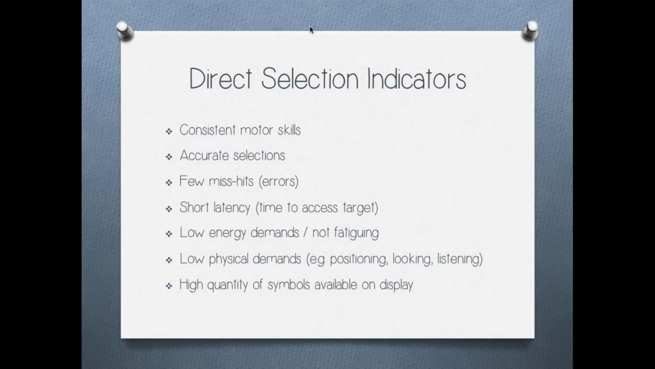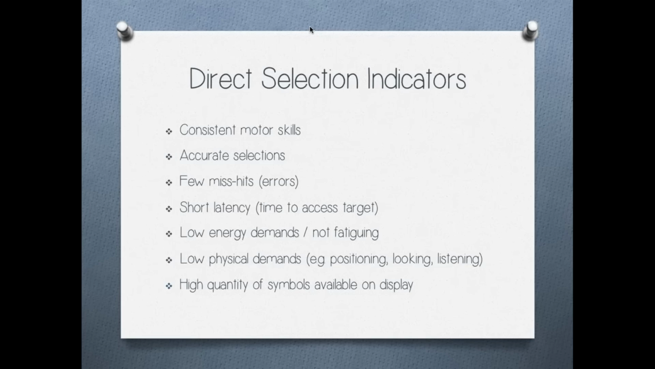So let's contrast the two types of access, direct selection and scanning. If I am looking at a student and I want to know what access method they're going to use, I would look at these indicators and ask, how closely does this profile match this student? Do they have consistent motor skills? Their motor abilities are good throughout the day. They're pretty accurate, so they can get to a target and it's not ambiguous. Do they have very few mishits? If they're going for one target in a field of 20, how many times do they hit the ones around it versus that one target?